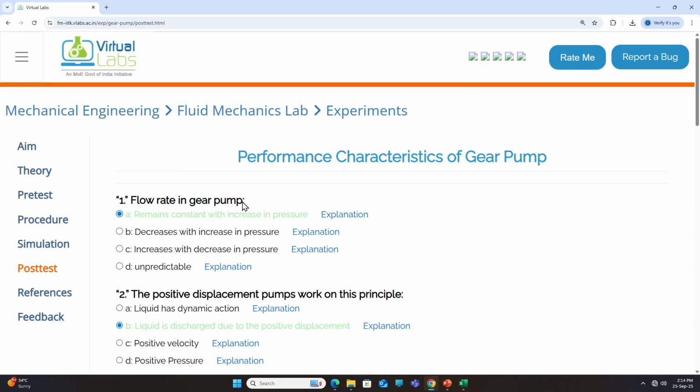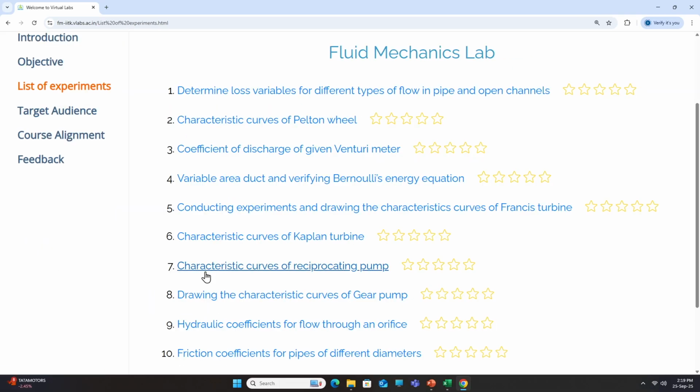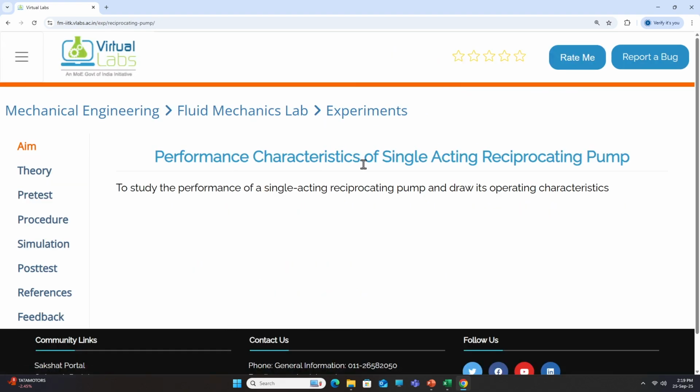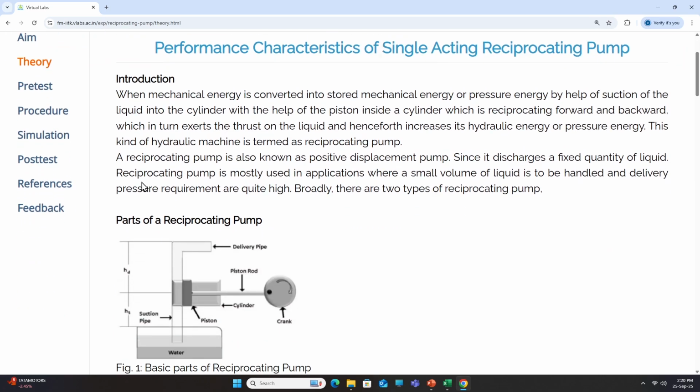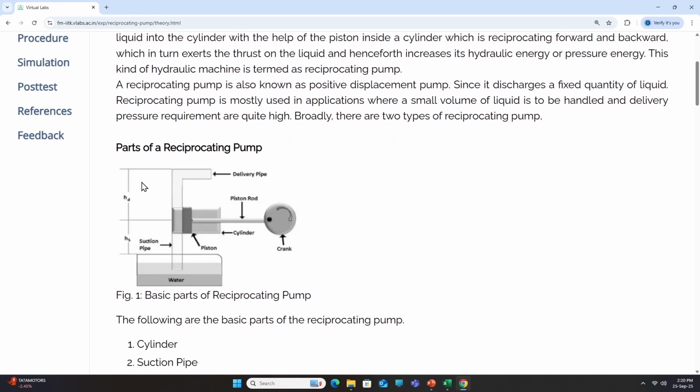So, next is reciprocating pump, that is experiment number 7. Characteristic curve of reciprocating pump. To perform a characteristic of single acting reciprocating pump is the aim here, to study the performance and draw a characteristic curve. Reciprocating pump, now you know, it is discussed in the theory. It is a reciprocating motion, that is, it is sucking from one side and trying to pump to the discharge side. It could be single acting, it could be the double acting pump. Double acting pump has double the efficiency of the single acting pump.